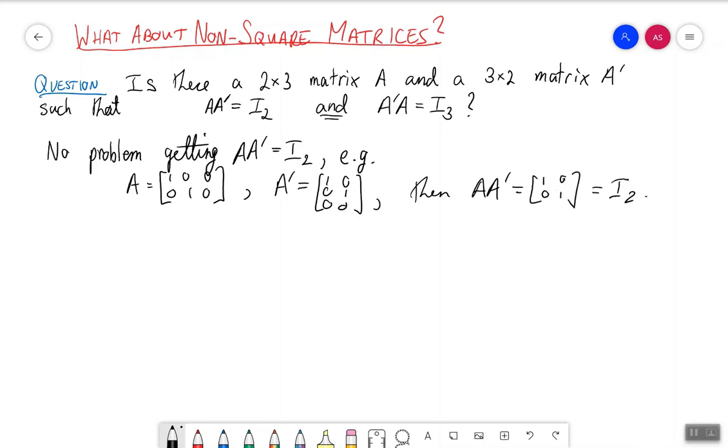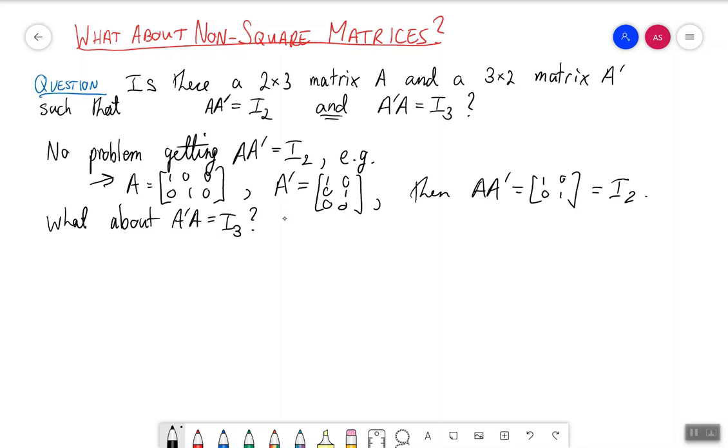However, what about getting A prime times A equals I3? In this case, with this example here, that doesn't work. If you try that multiplication, you won't get the 3 by 3 identity matrix. But I can show you why this doesn't work even in general.